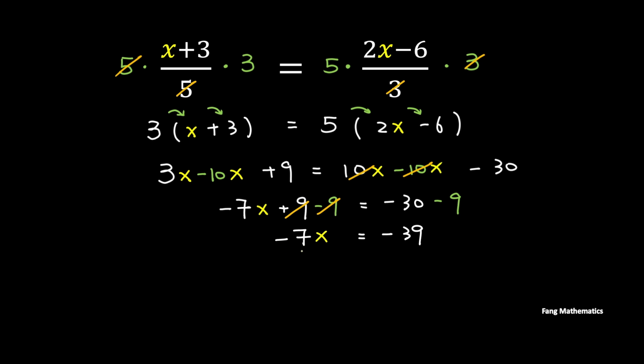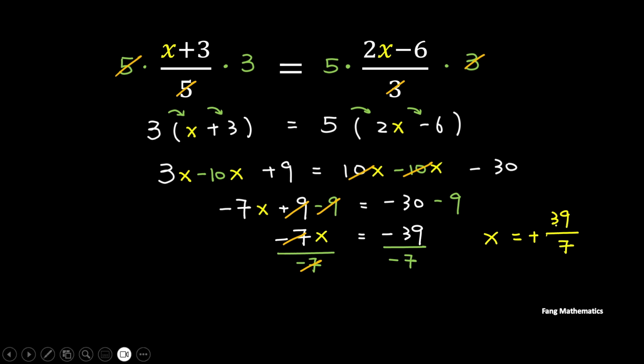The last step, we are to remove the minus 7. So we are to divide both sides by minus 7. On the left, I believe the minus 7 and minus 7 that gets eliminated, leaving you just the x. And on the right, you have minus 39 divided by minus 7, and the minus minus turns to plus, and 39 divided by 7 cannot be simplified further, so it can remain as 39 over 7, and you get your answer.